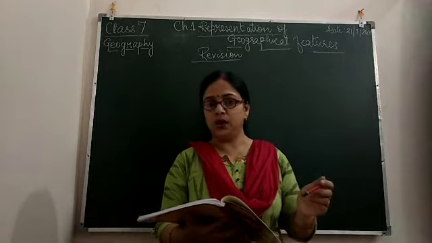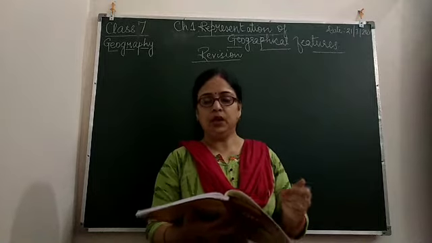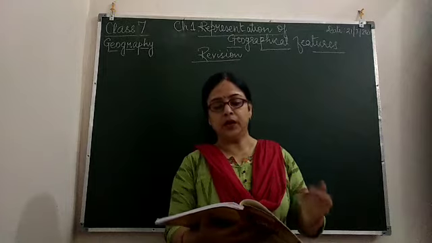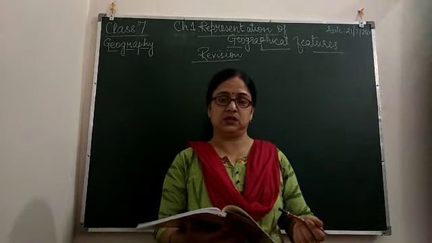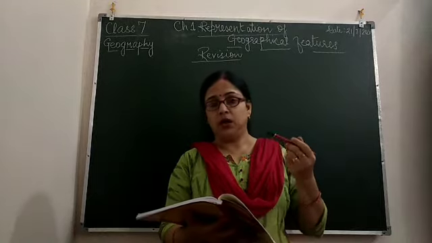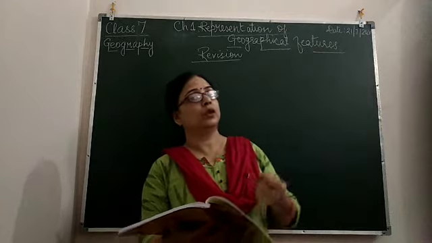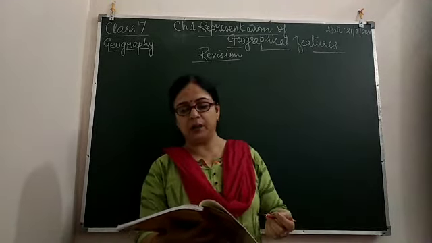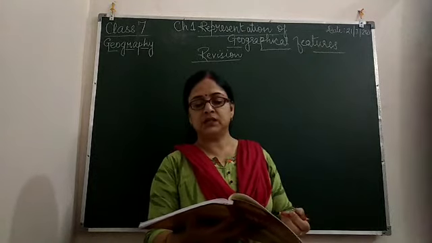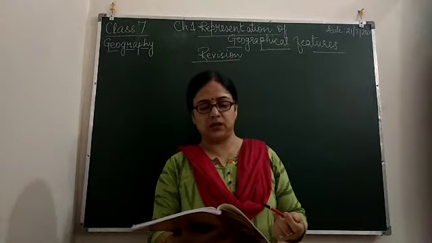Suppose yellow color is there on the topographical map, we easily come to know that it is showing cultivable land, plateaus, deserts and plains. So you should keep in mind, learn and remember that yellow color is used in the map to represent cultivable land, plateaus, deserts and plains. Learn it very well. Next, green color is used for the forest area and the lowland areas.